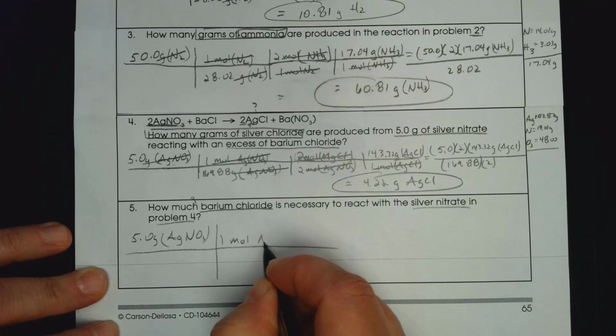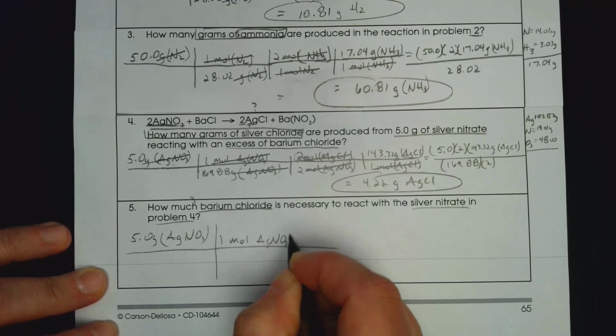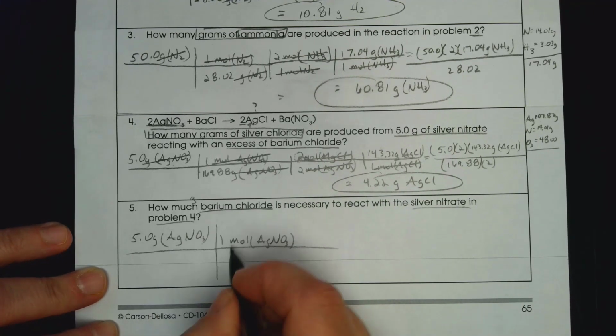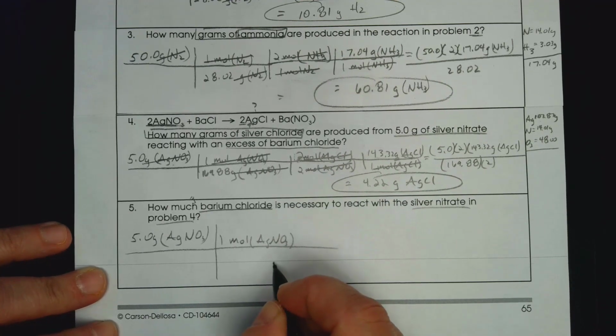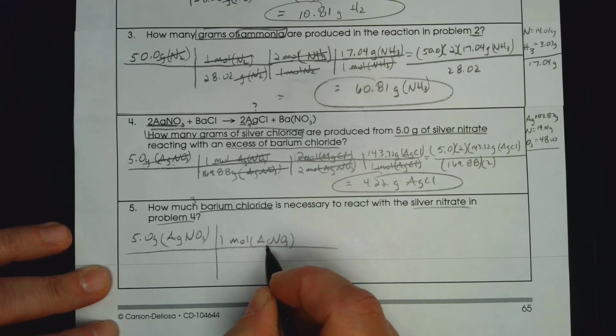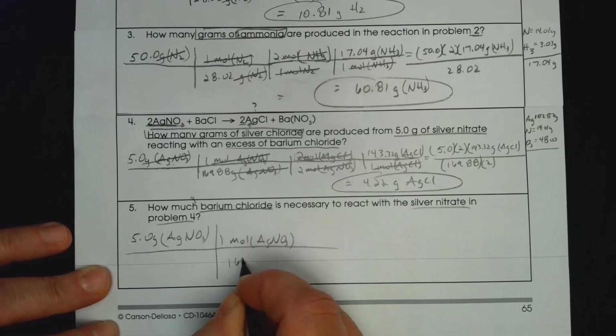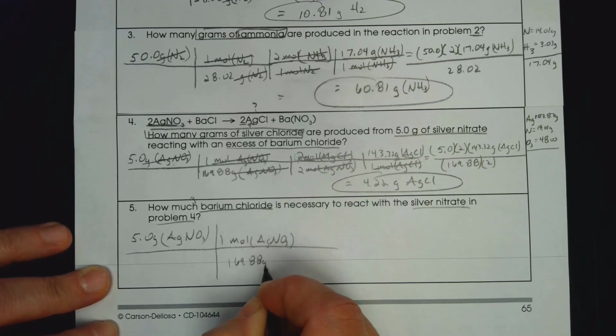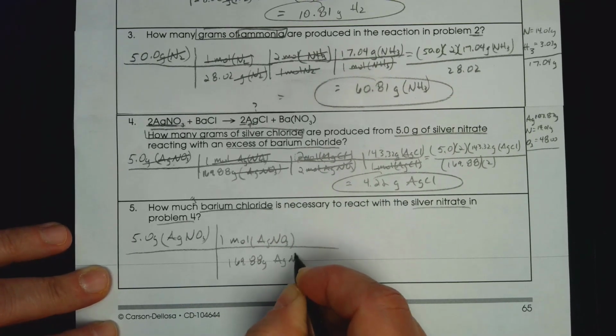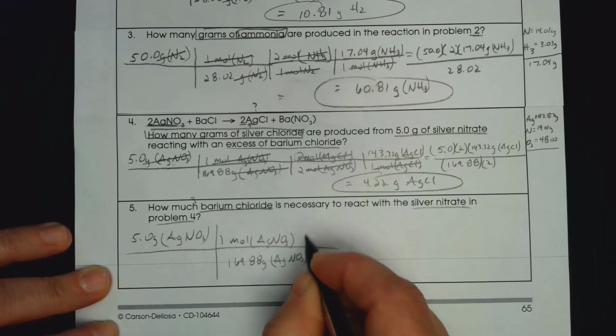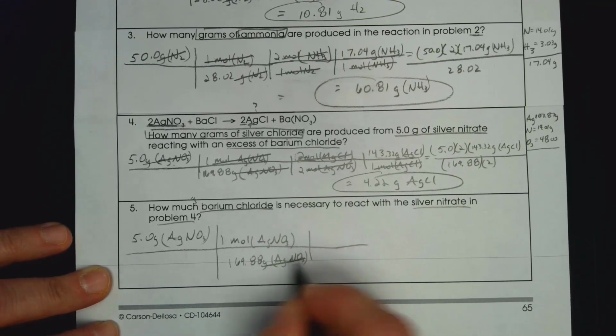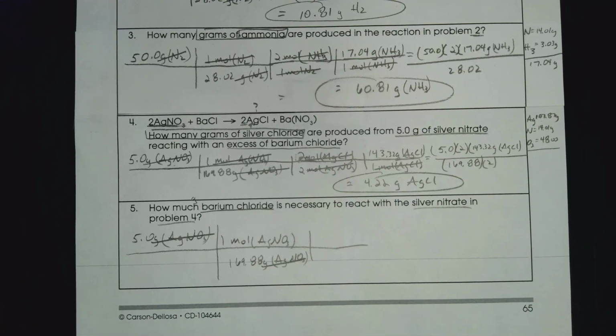So moles of AgNO3, excuse me. We already figured out that the molar mass for silver nitrate is 169.88 grams of AgNO3. And we can go ahead and cancel out that unit of grams of silver nitrate.